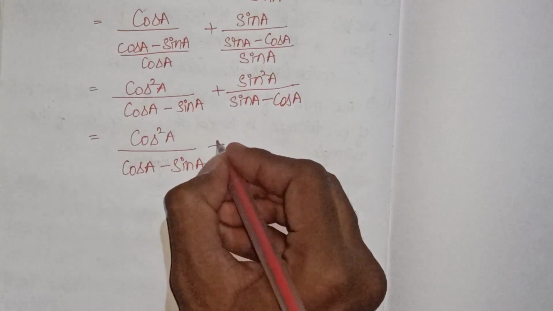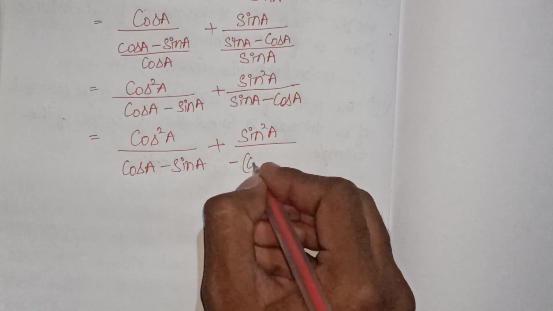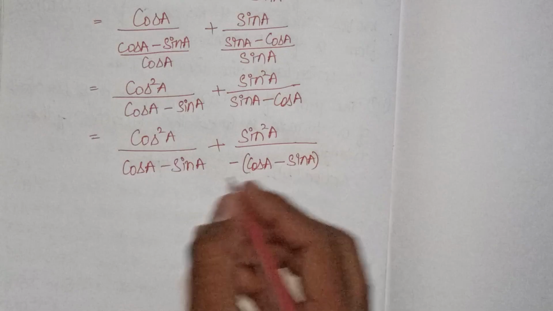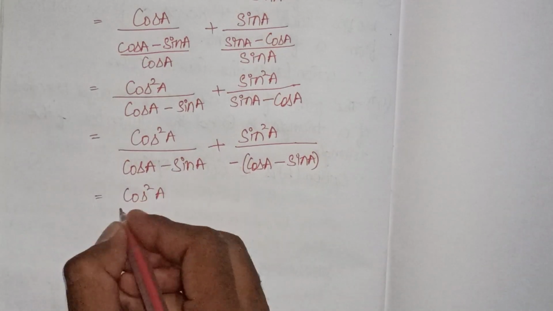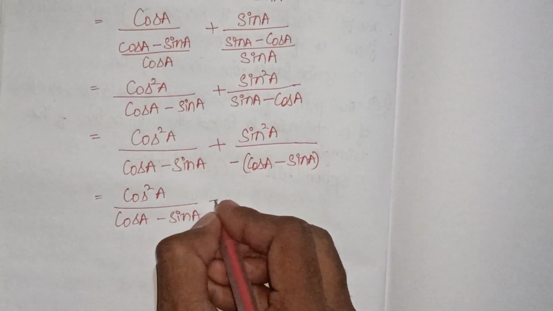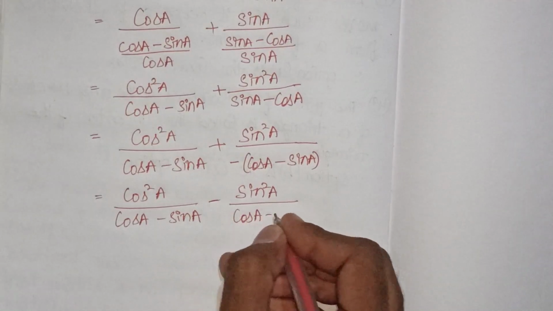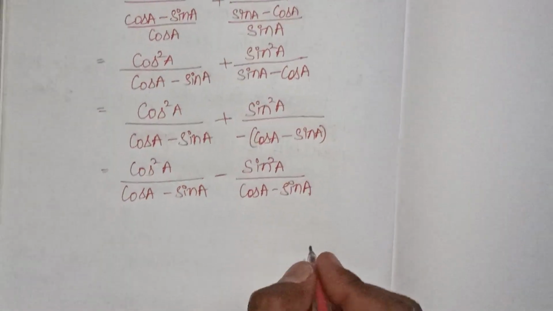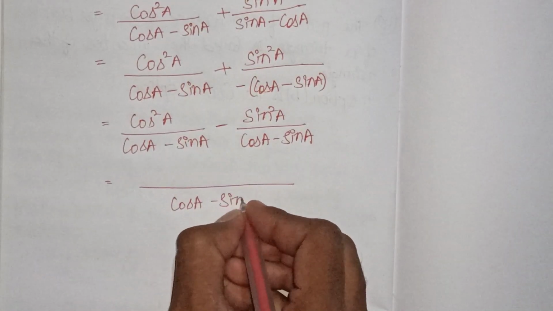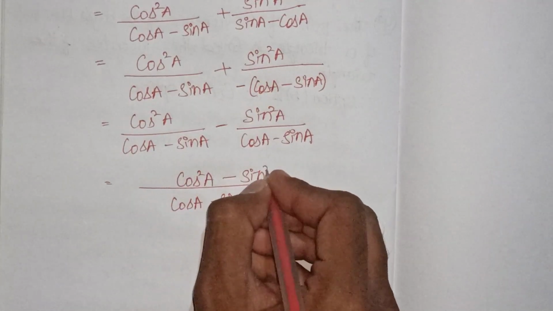Here we are taking minus as common. Here we are taking minus as common. So cos A minus sin A. Then cos square A by cos A minus sin A. Here minus into plus will become minus, sin square A by cos A minus sin A. Now we can take LCM. Denominator will be cos A minus sin A, and numerator cos square A minus sin square A.